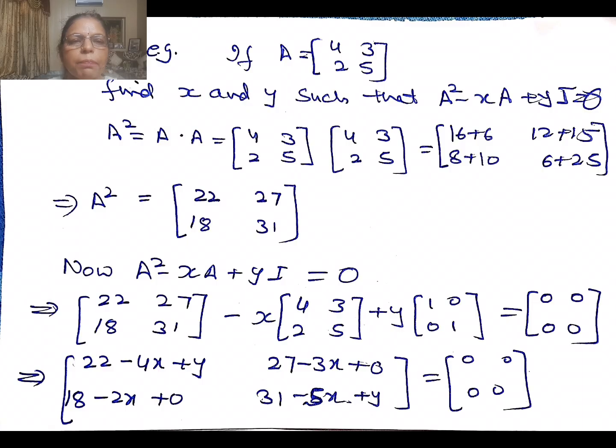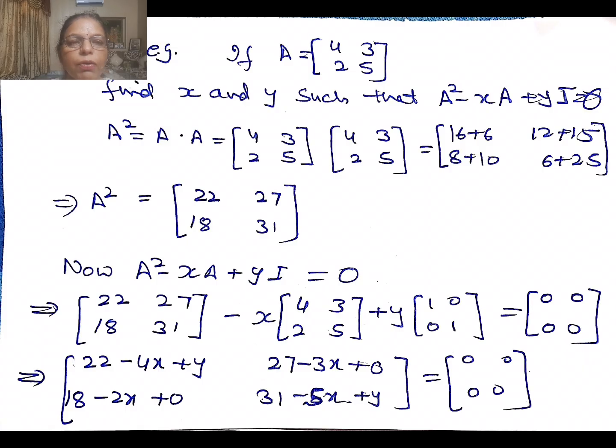Now A square minus xA plus yI is equal to 0. Substituting the values: [22 27; 18 31] minus x [4 3; 2 5] plus y [1 0; 0 1] equals [0 0; 0 0]. Now add up the corresponding elements of the matrices. We get first row 22 minus 4x plus y, 27 minus 3x plus 0, second row 18 minus 2x plus 0, 31 minus 5x plus y, equal to the zero matrix.